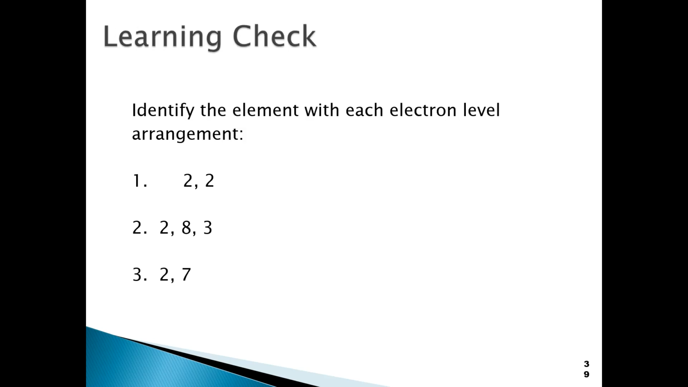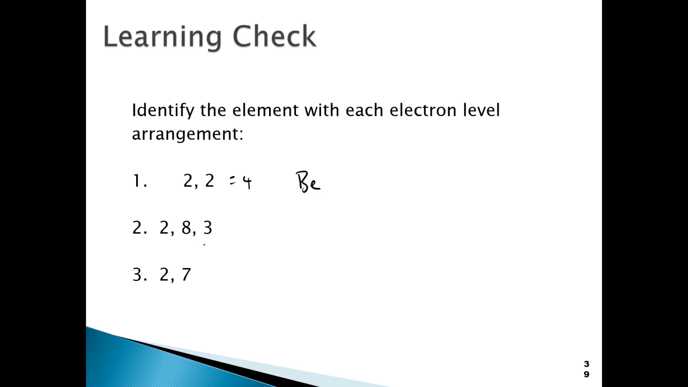So now we're going to talk about the reverse. If you're given the electron arrangement, can you identify the element? It turns out that this is actually easier, because all you have to do is add up the total number of electrons in each case and see which element has the corresponding atomic number. So for example, in this case, 2 plus 2 is equal to 4. And when you go to the periodic table, hydrogen, helium, you see that the element that has the atomic number 4 would be beryllium.